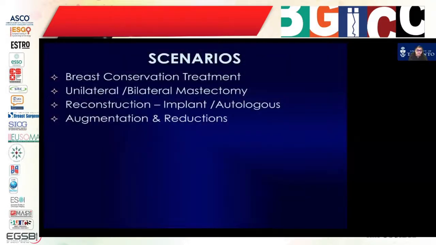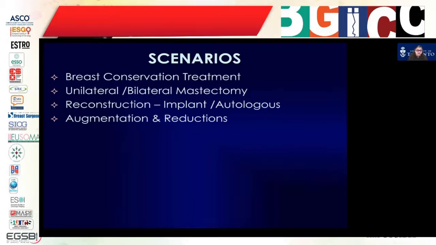So what are the scenarios that we will have once a person is treated for breast cancer? There are multiple scenarios in terms of management. The first scenario, of course, we've been talking about it, is breast conservation treatment. The second one is unilateral versus bilateral mastectomy. Women may choose to have either of them based on what their preference is. Patients after having surgery may go on to reconstruction. This could be immediate reconstruction, delayed reconstruction. The reconstruction can be of different types. It could be implant reconstruction, or it could be autologous reconstruction.